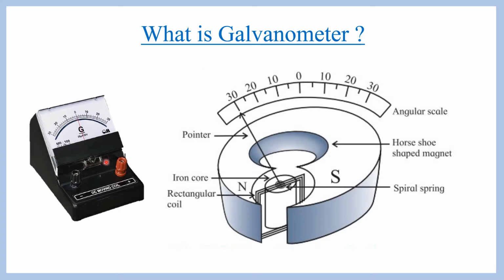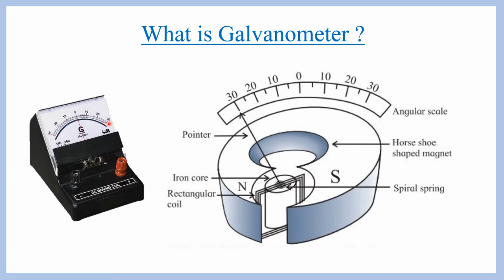There we used to see the deflection, whether the deflection goes to the left or to the right, or whether it is showing zero deflection. These were the main points that we were doing with the galvanometer. But while using this galvanometer, we were not aware what was inside of a galvanometer.